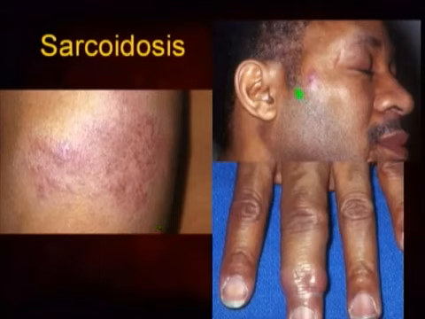This patient's got involvement with a sarcoidal nodule there next to the eye. And then here's how it looks on the hand. Again, epidermis looking pretty normal over the surface there, but you can see the erythema shining through from the granuloma that's deeper down there.